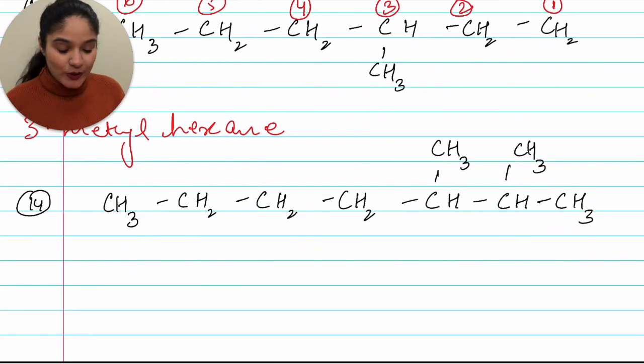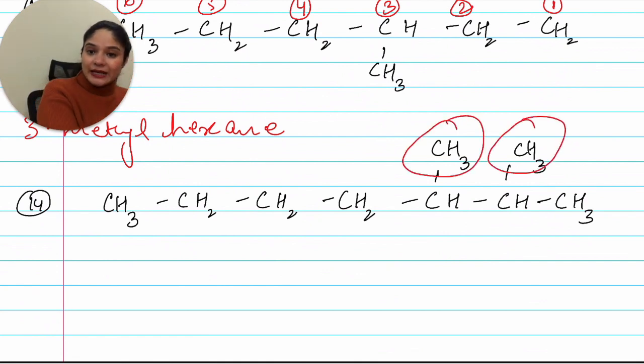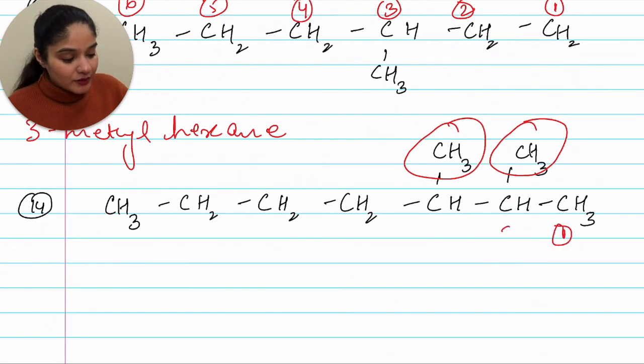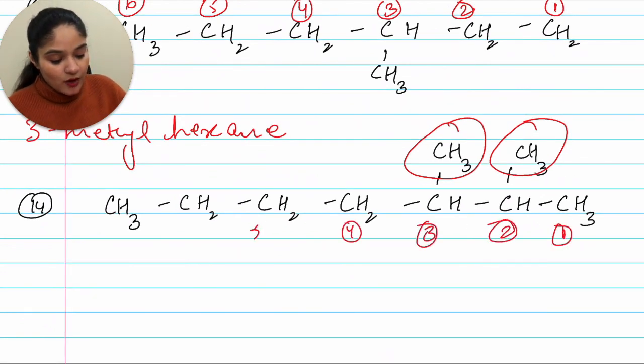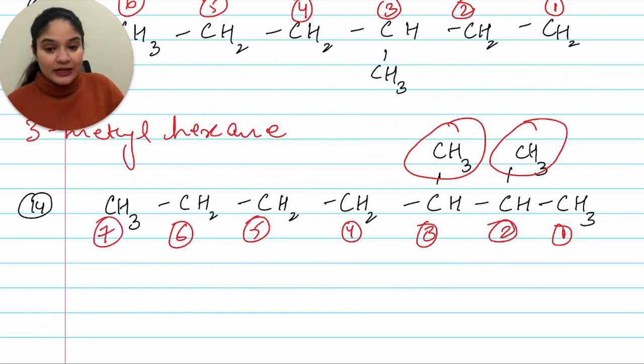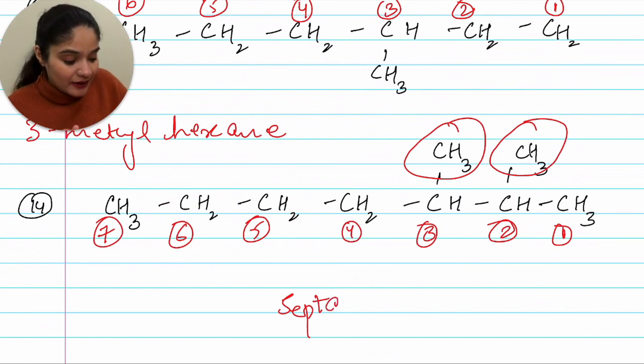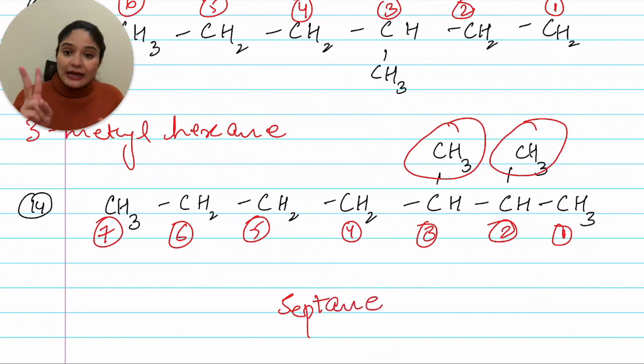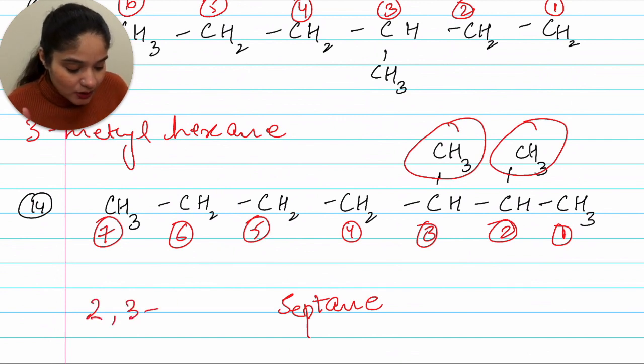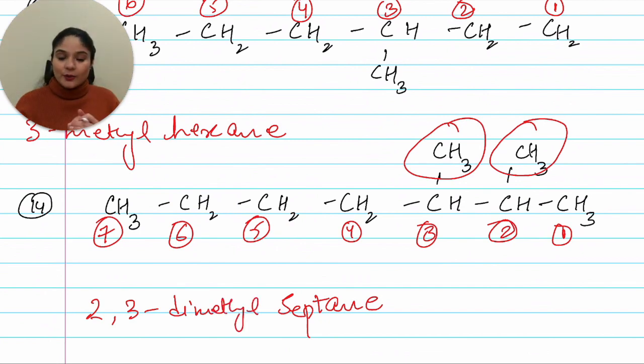Let's move on to question number 14. Now, let's number the carbon chain. I have alkyls here, so I'll number it from the right side. 1, 2, 3, 4, 5, 6, 7. 7 is sept. All single bonds. Ane. 2 alkyl groups, 2 methyl groups. 2,3-dimethylseptane.